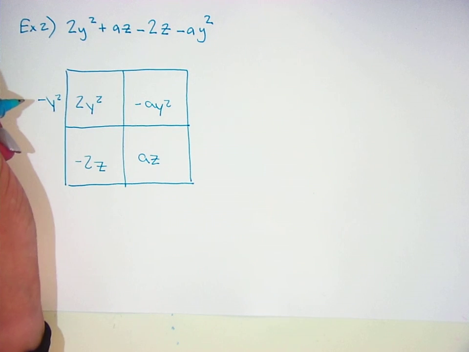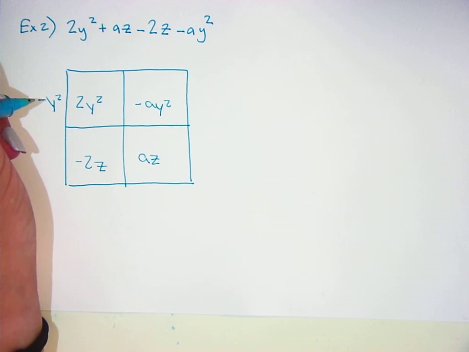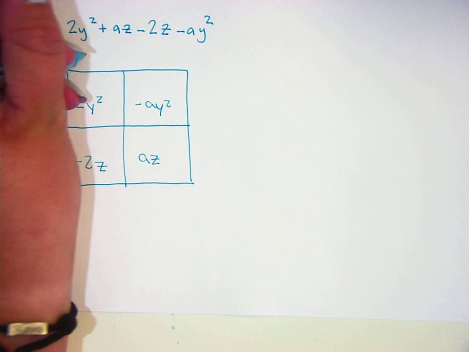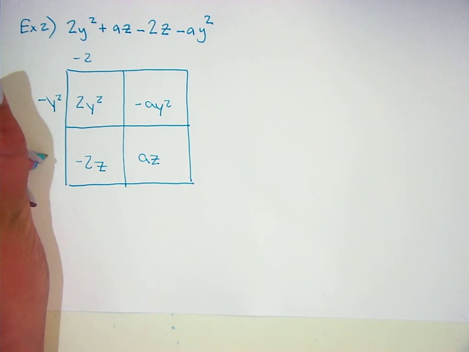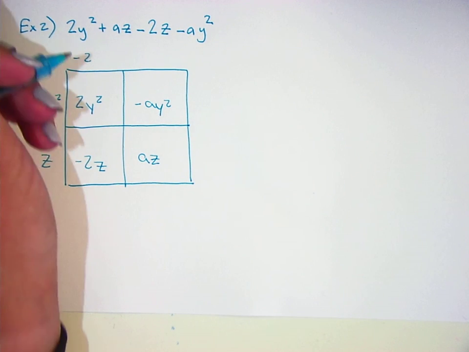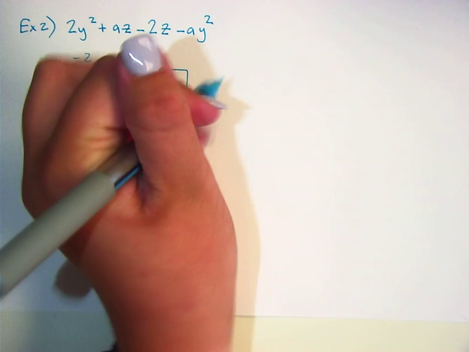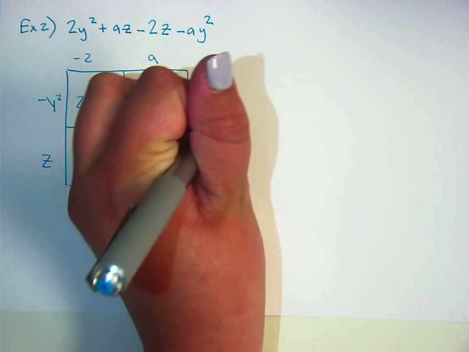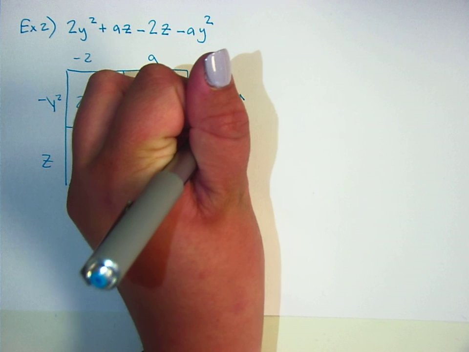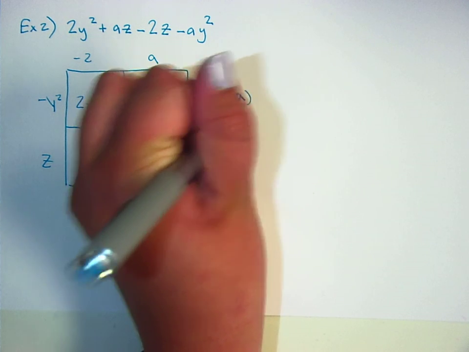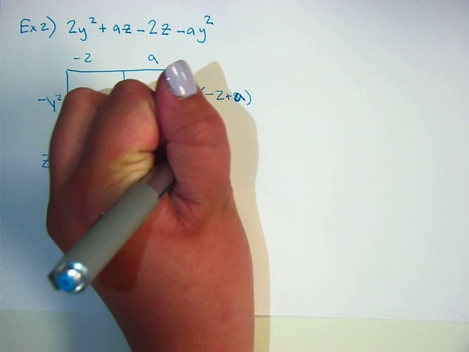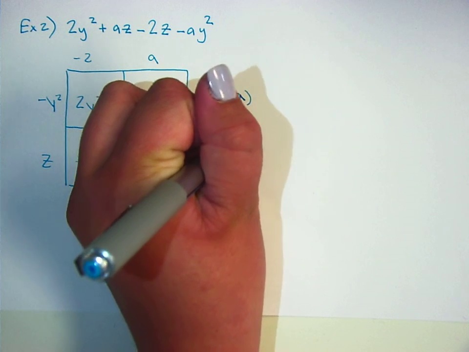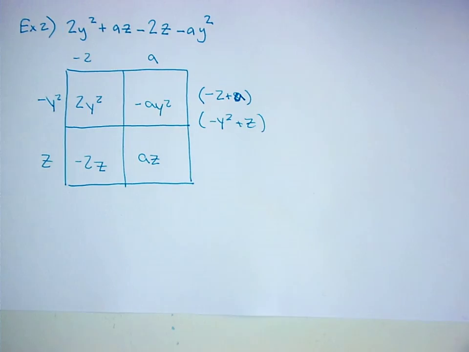And we will pull out negative y squared from the top two, and negative 2z and a, which will make negative z plus a and negative y squared plus z.